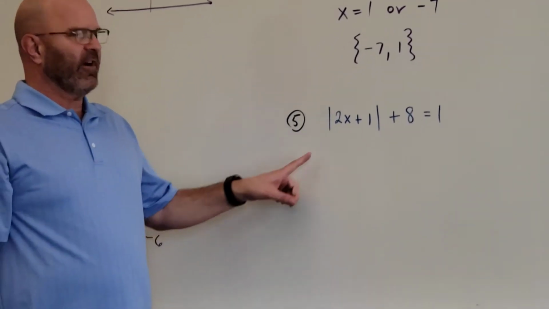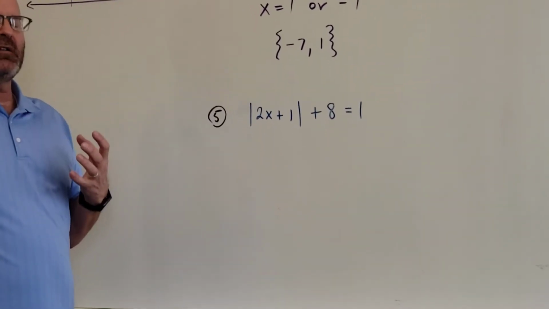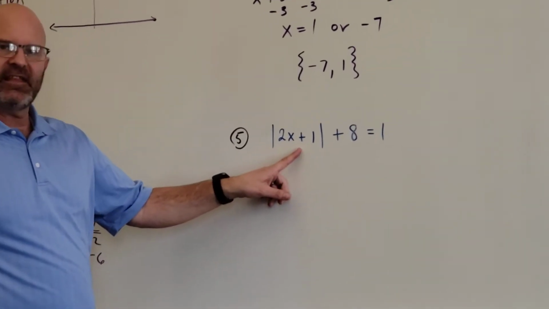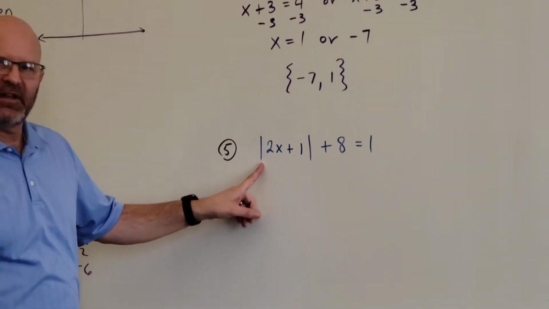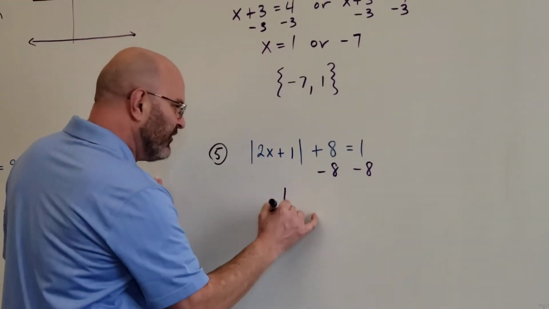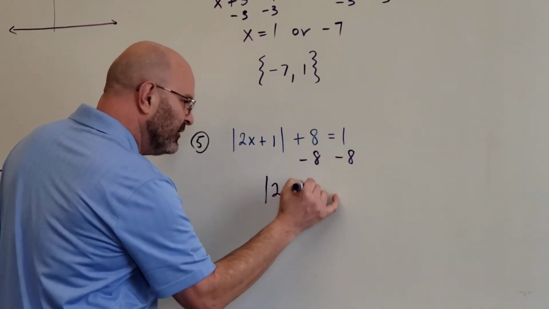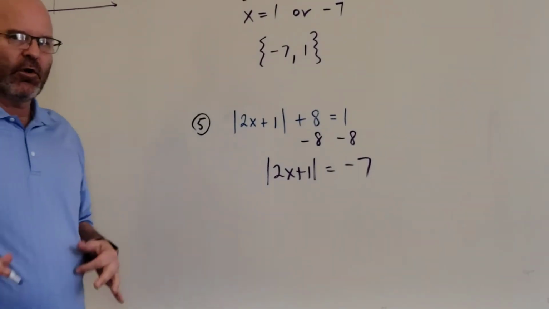Okay, example 5. First step, think about it in your mind, we have to isolate the absolute value. So to get the absolute value portion of the equation by itself, I need to subtract 8 from both sides. The absolute values are still there. The number on the right side is -7. So I'll pause for a moment.